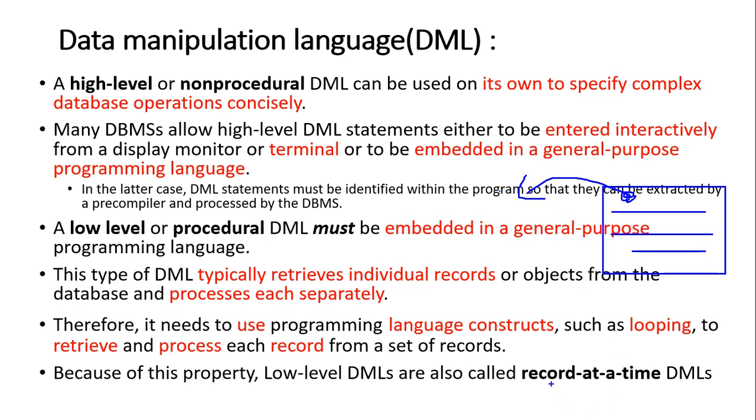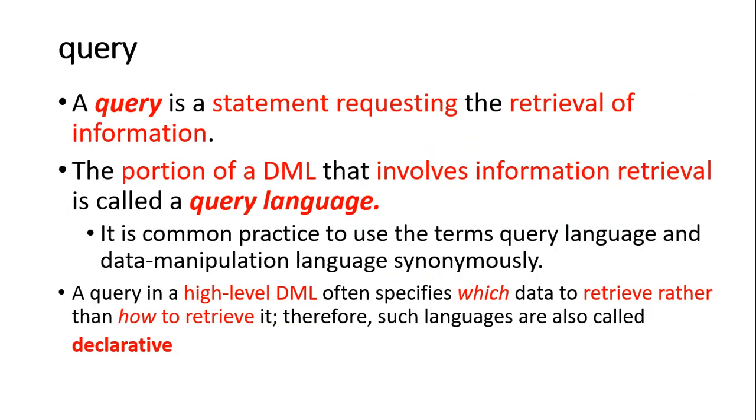So these are sometimes called record-at-a-time DML, because you are extracting one record at a time. Most of the time you do it using a looping construct like a for loop or while loop. You put those loops, retrieve one record at a time, do the needful processing, and then proceed. So this is how it goes.